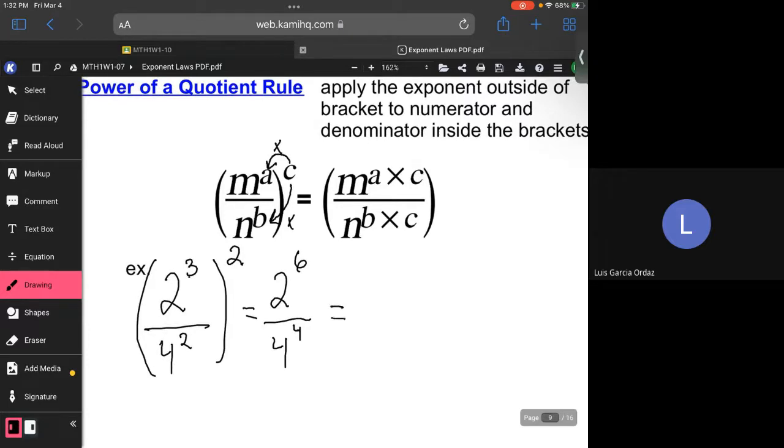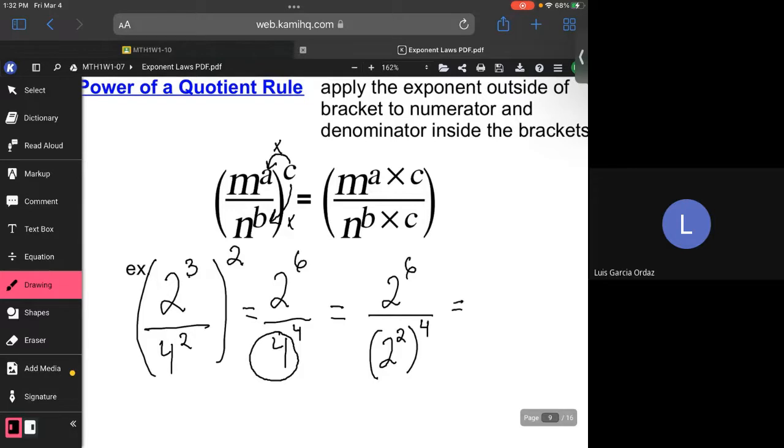Now, I can simplify this even further. Let's look at this 4. Can I write 4 as an exponent with a base 2? Yasin, what is it? It's going to be 2 to the power of 2. So I have 2 to the power of 6 on top, and then I have 4, which is written as 2 to the power of 2, and that would be all to the power of 4.